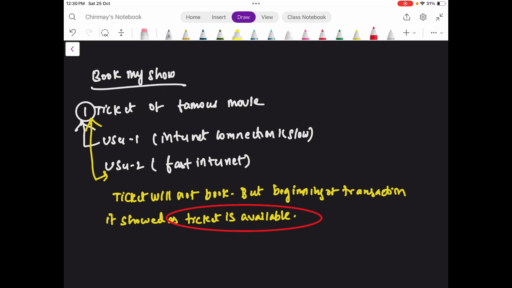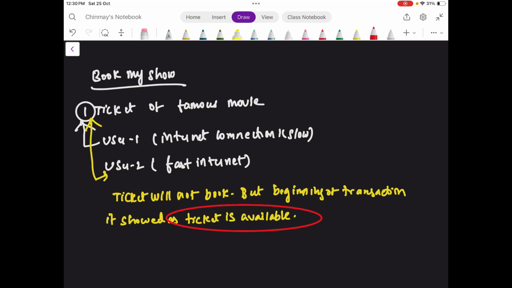Okay, there is a single ticket in the hall, two users. For example, there are 100 tickets, but both users are trying for one ticket at the same time. One user on fast internet, one user on slow internet. For one user it gets booked, for the other user it goes into the negative. He cannot understand what is happening, because when he begins the transaction it shows as empty, but still the ticket is not yet booked.